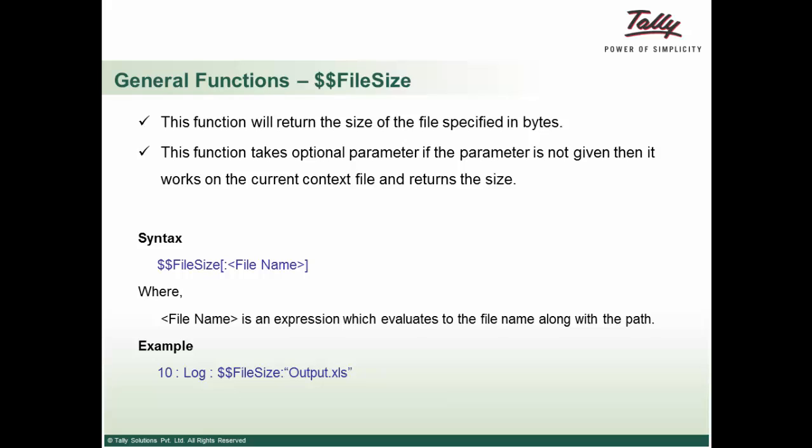File size. This function will return the size of the file specified in bytes. This function takes optional parameters. If the parameter is not given, then it works on the current context file and returns the size. So whichever the current context file, if you do not provide the file name, it will evaluate based on the current file that is open, and if you mention it, it will return the file size of that specified file name.